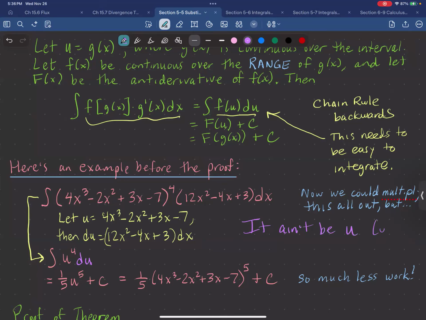Now, it may feel like a lot of work, but can you imagine multiplying this all out? Does that sound like something you want to do? No. And in some cases, we can't even multiply it out.